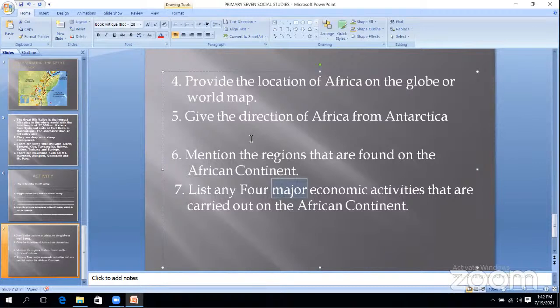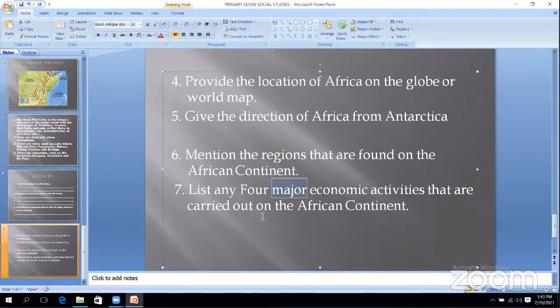Farming. Good. Correct. Fishing. Correct. Trade. Okay. Correct. And mining. Very good. Excellent. That's what I was waiting for. Mining, trade, fishing, and what was the first one you gave? Farming. Farming. Now, why do I say that it is excellent?